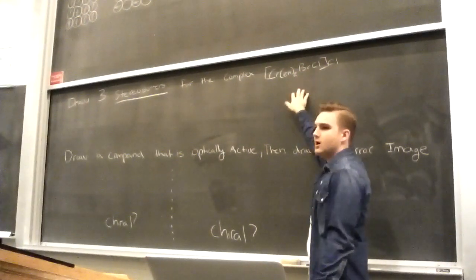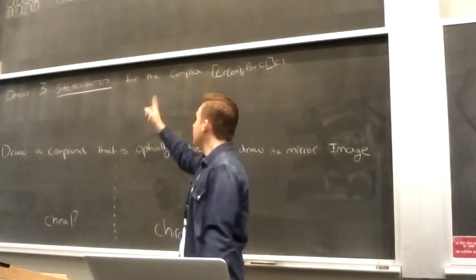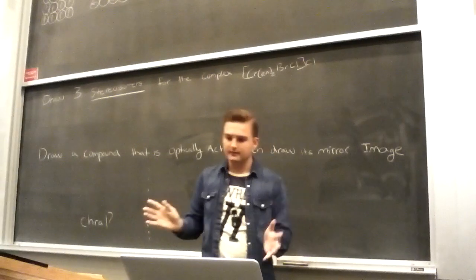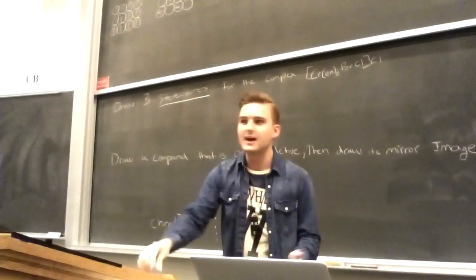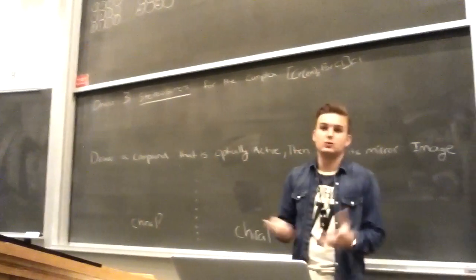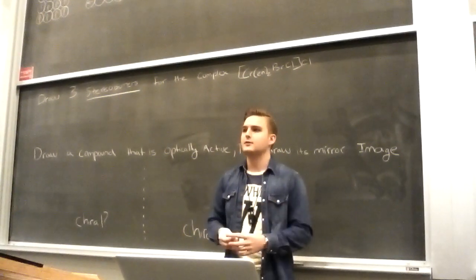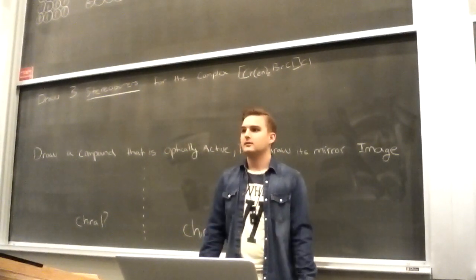Okay, so over here, I've got a question that says draw 3 stereoisomers for the complex that I have written right here. Before we do that, why did I underline stereoisomers? Why is that important? Who can tell me why? These are simple answers. Just why is that important that I underline that for you guys to see? Connor. It's a subcategory of isomers.